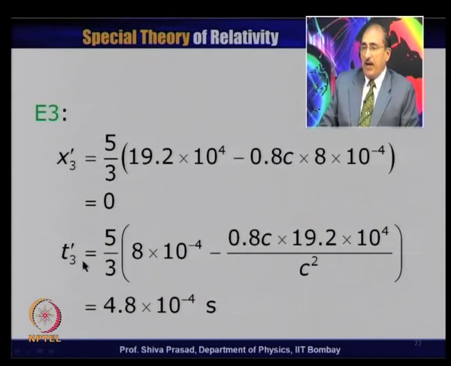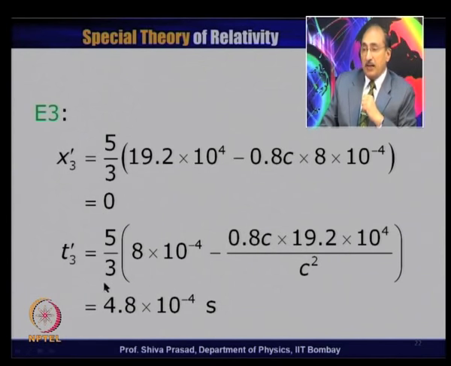I have to find out x3 prime and t3 prime. x3 prime is gamma times x minus vt. Gamma we had already calculated as 5 by 3. For x3, that is the coordinate of the event in hospital frame of reference, it occurred at 19.2 into 10 to the power 4 meters. V is 0.8 c, time was 8 into 10 to the power minus 4 second. So, it is gamma times x minus vt. It so happens, you just calculate this number, you will get it equal to 0.